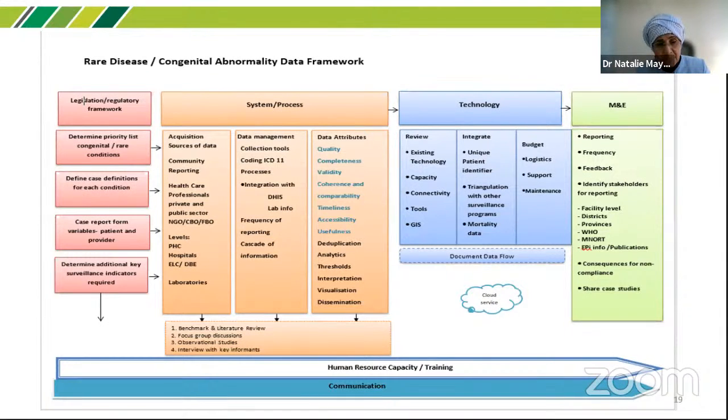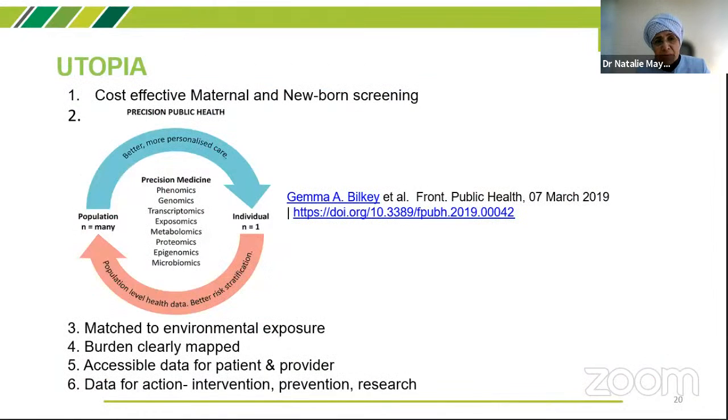Next slide, please. So what would be utopia? Certainly we want to have cost-effective maternal and newborn screening. Let's define the tools and let's formulate the training packages that we need now. That's an easy intervention that can be achieved very quickly without additional resources.